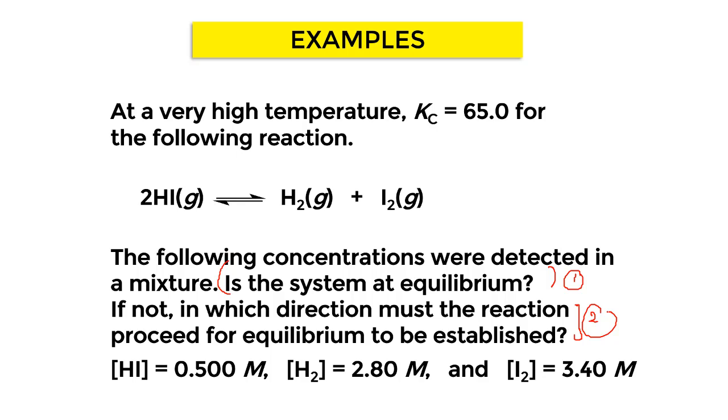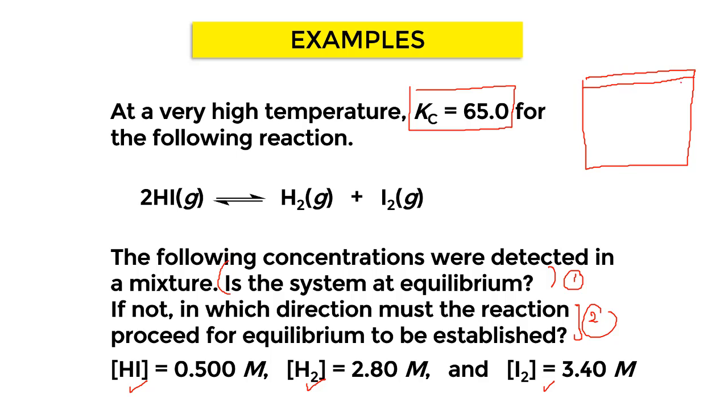Okay, what is the information given? We have the Kc value. Kc at a certain temperature has been given. And then it says here, the following concentrations were detected in a mixture. There is information on the concentrations of the mixture present in the system, in the reaction. So if we look here, we have the concentration of hydrogen iodide, which is the reactant, the concentration of hydrogen gas, also a product, and the concentration of iodine, also a product. So now in the system, they are all gases, I assume a closed container. The system already has hydrogen iodide, the reactant, and the products, hydrogen gas and iodine gas, already exist. The issue is whether this system has reached equilibrium or not.